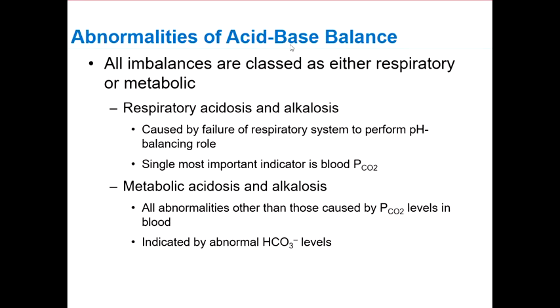So acid-base abnormalities are classed as either respiratory or metabolic. And very simply, respiratory acidosis, less than 7.35 pH, and respiratory alkalosis, greater than 7.45 pH, is caused by, just like it implies, failure of the respiratory system to perform our pH balancing role. So the most important factor in respiratory acidosis or alkalosis is the partial pressure of carbon dioxide in the blood.